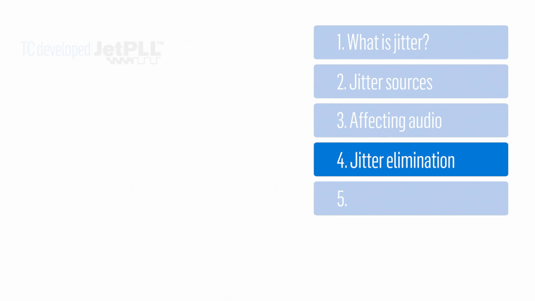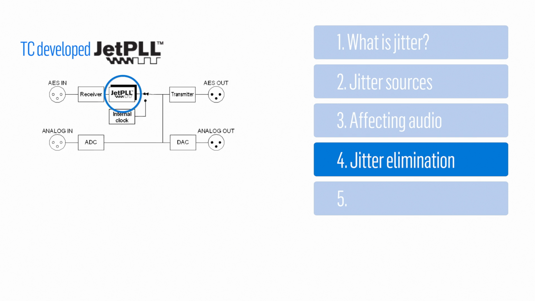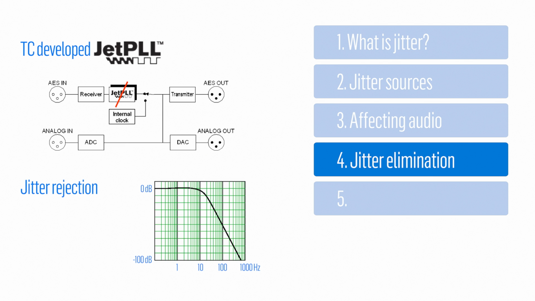Clarity X holds a highly refined version of the TC-developed JetPLL technology. This circuit sits between the digital inputs and the DA converter and the digital outputs. It is basically stopping all incoming jitter from ending up at the DA converter and the digital outputs by acting as a really efficient low-pass filter.